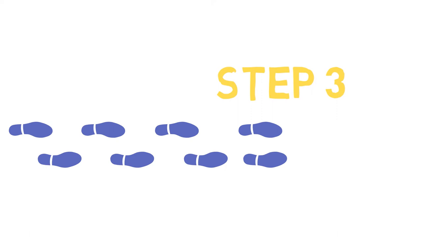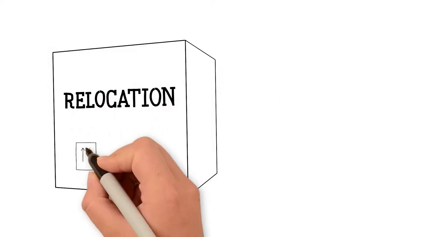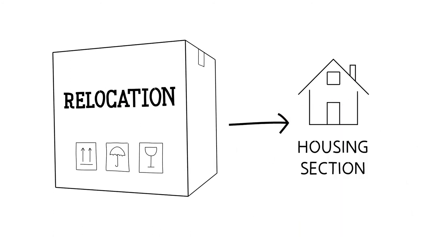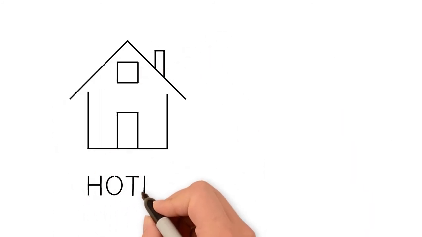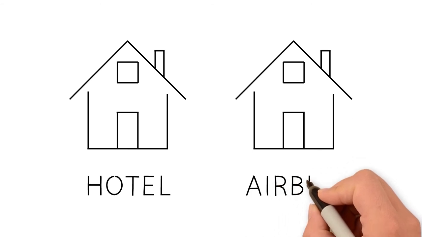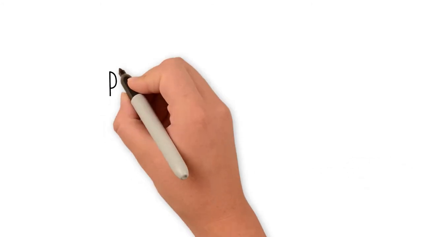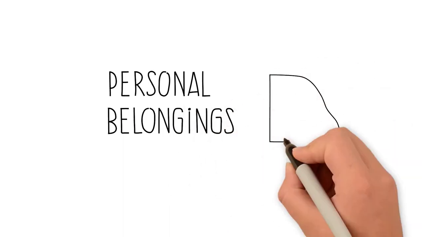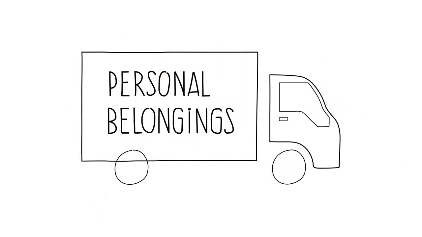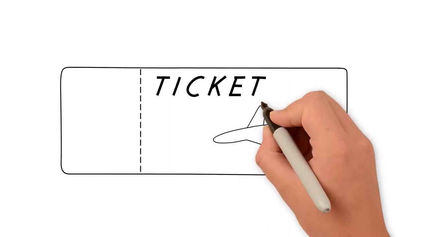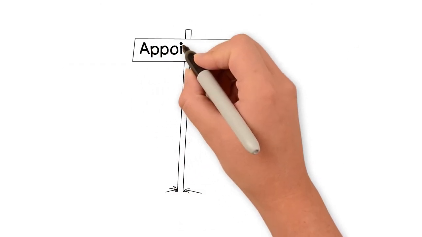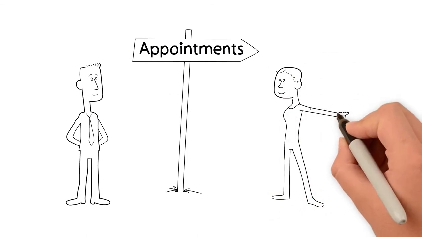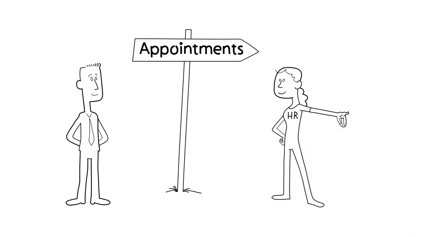Step 3. Use the information from your relocation package, the housing section, to prepare permanent accommodation in the Netherlands. If necessary, arrange for temporary accommodation, like a hotel or Airbnb. Make sure you arrange the transportation of your personal belongings to the Netherlands in good time, if necessary, with a moving company. Arrange your tickets to the Netherlands. HR will organise appointments for you to visit several authorities after you arrive. Fortunately, HR will accompany you for most of these visits.